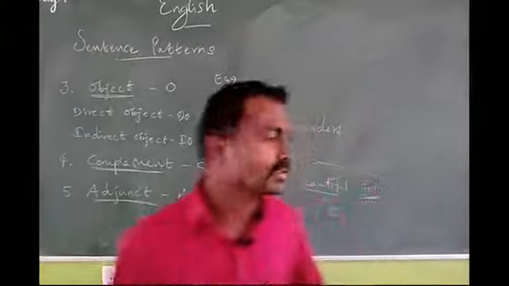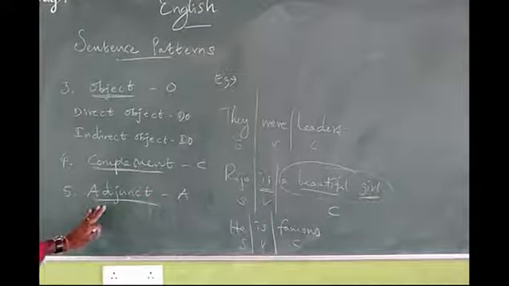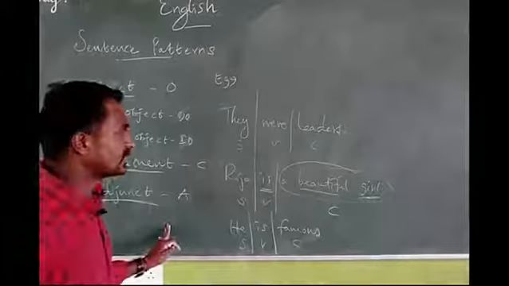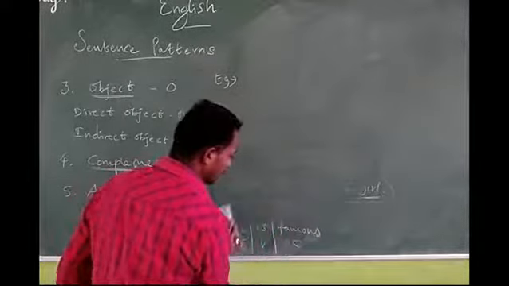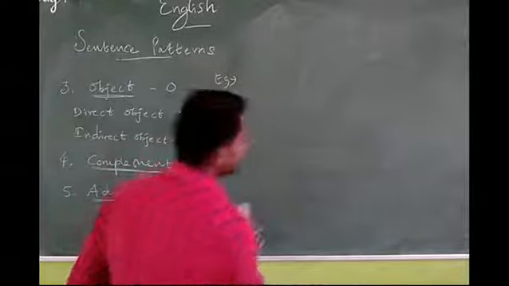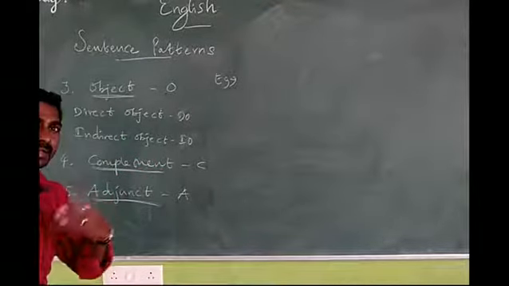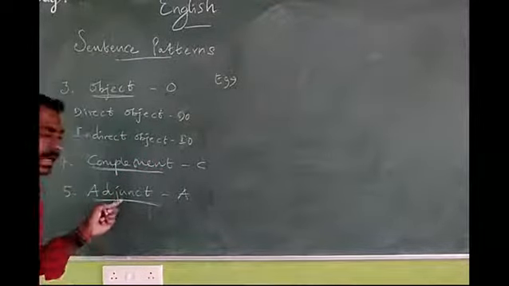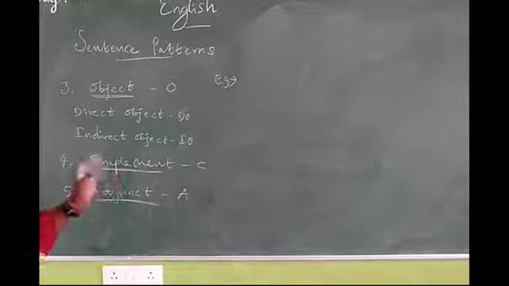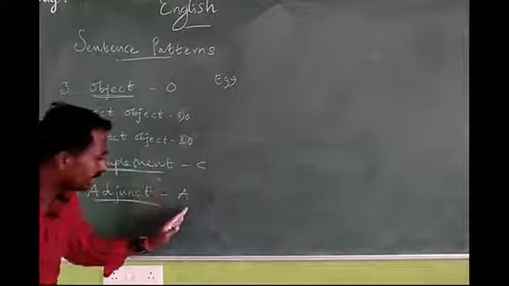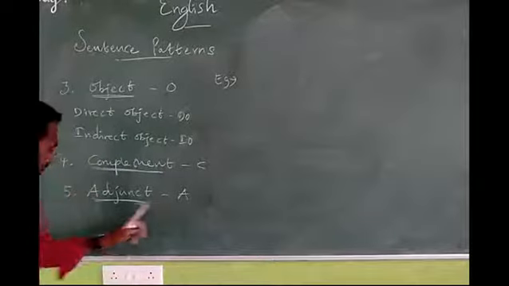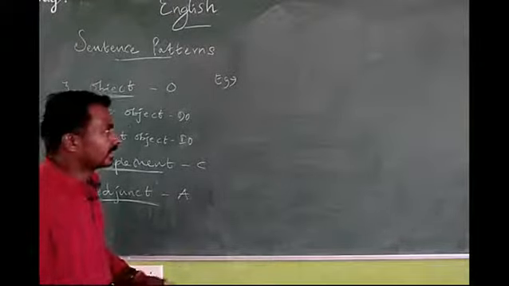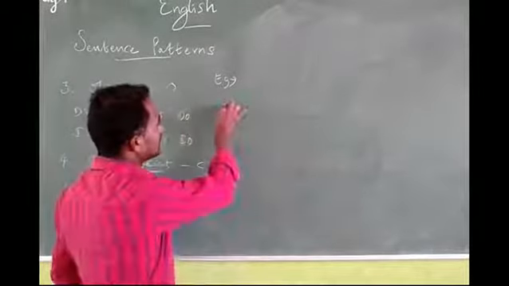Let us see. Last, only one is given here: agent. It has another name. We may say adverb, adverbial, or agent, but it is indicated by the capital letter A. Okay, what is agent? It is nothing but the word that ends with ly.